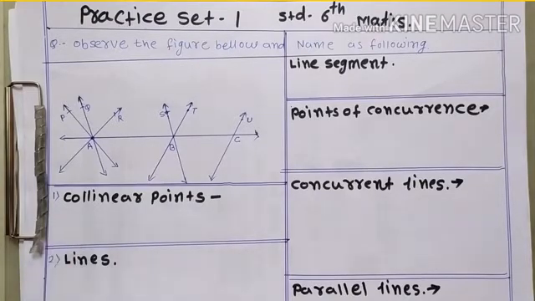First, collinear points. What is meant by collinear points? 3 or more than 3 points lying on a straight line are called collinear points. म्हणजे 3 किंवा 3 पेक्षा अधिक बिंदू एका सरळ रेषेवर असतील तर त्याला collinear points म्हणायचं.